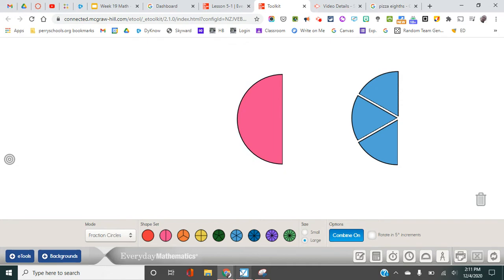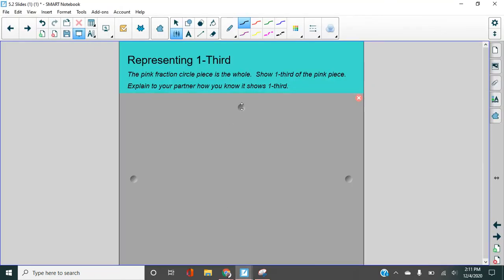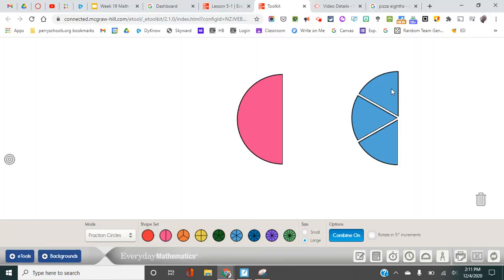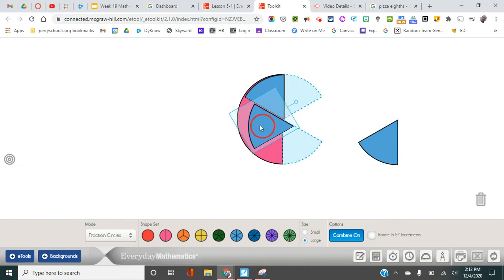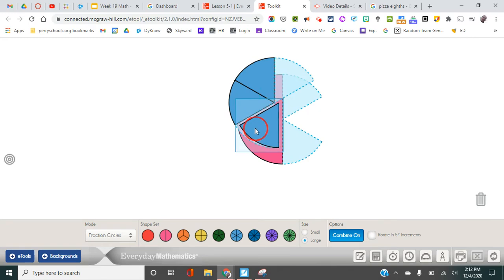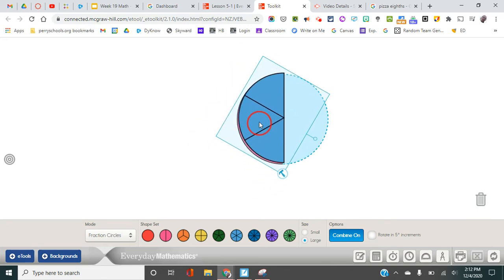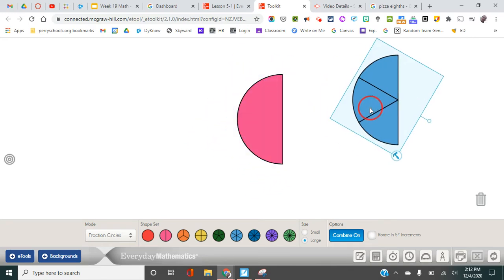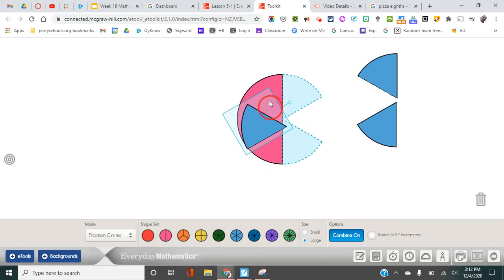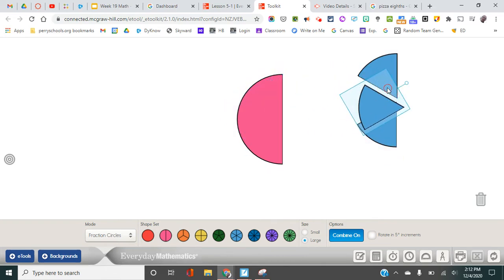Okay? So let's keep going a little farther this time. How do we know that one of those equals 1/3? Okay, we know that because 3 of them would fill up the whole piece, right? 3 of them fill the whole thing, but we only have 1. Okay, so this is 1/3. Let's put that right back up there.